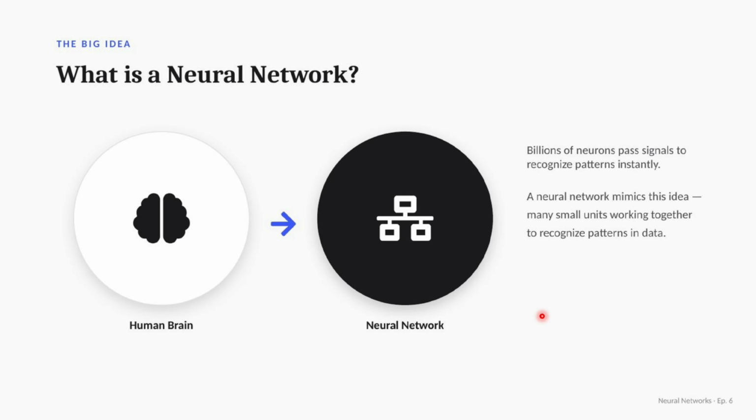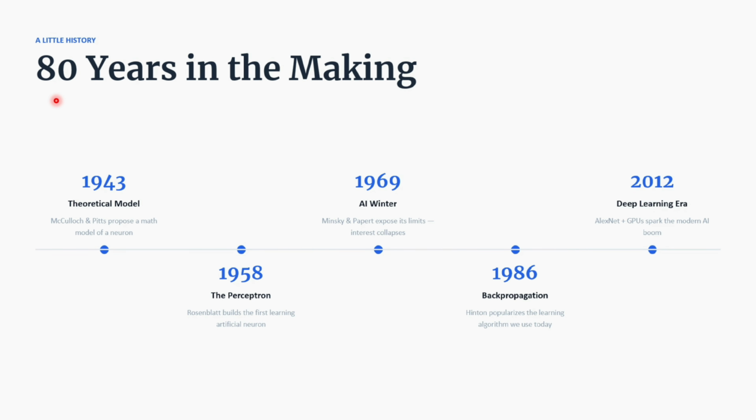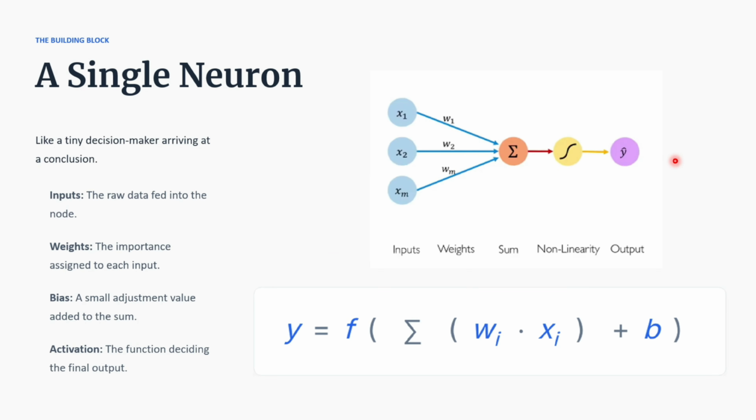Let's quickly summarize what we have learned so far. A neural network is inspired by how the human brain works. The idea itself is over 80 years old, starting from a theoretical model in 1943 through the invention of the perceptron, a long quiet period called the AI winter, and finally the modern deep learning boom starting around 2012.